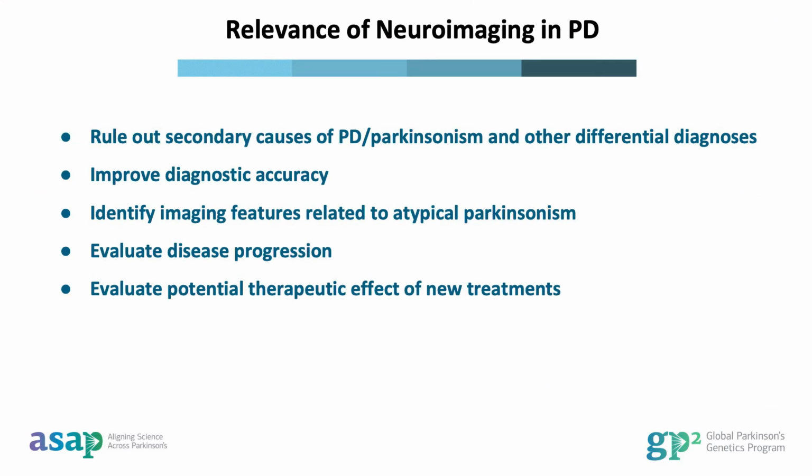Neuroimaging has several roles in PD. Most importantly, MRI can be used to rule out secondary causes of Parkinsonism and other differential diagnoses. Furthermore, some atypical forms of Parkinsonism have specific imaging features. Thus, imaging can improve diagnostic accuracy. Finally, it has been used to evaluate disease progression and the potential therapeutic effects of new compounds in modifying the course of the disease.